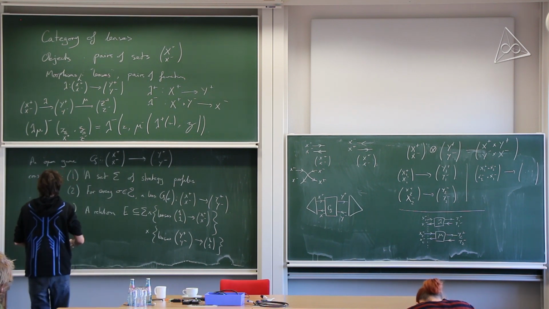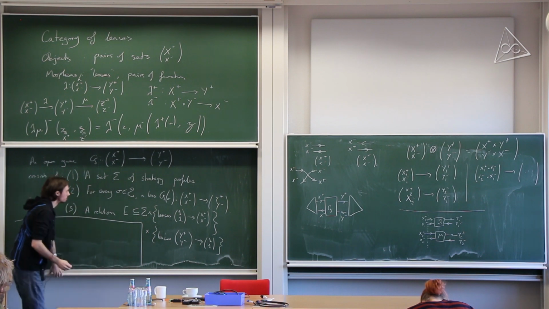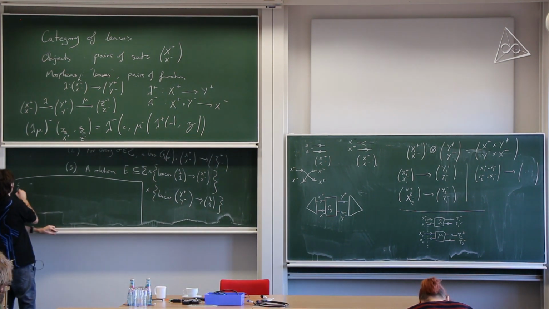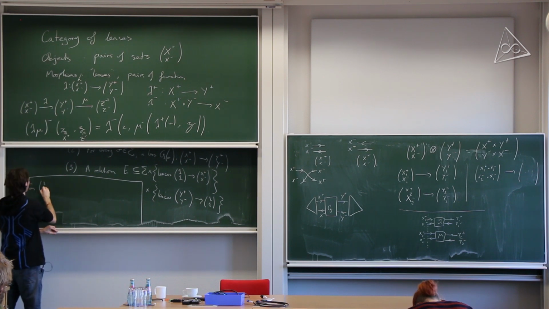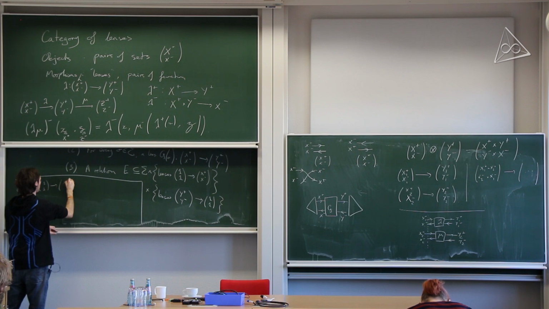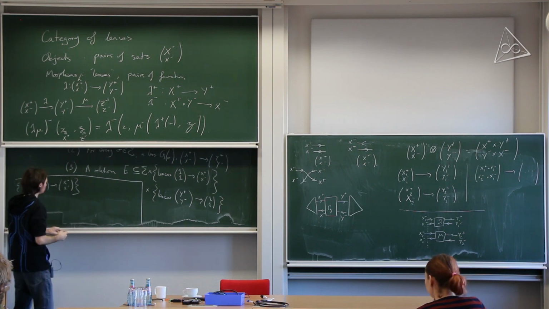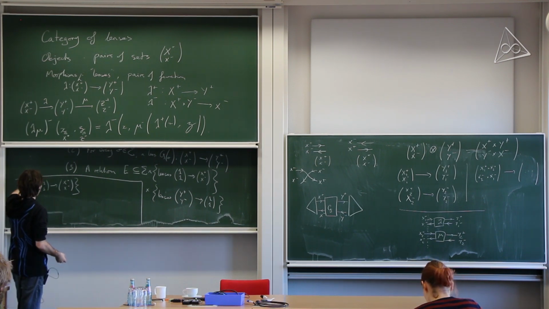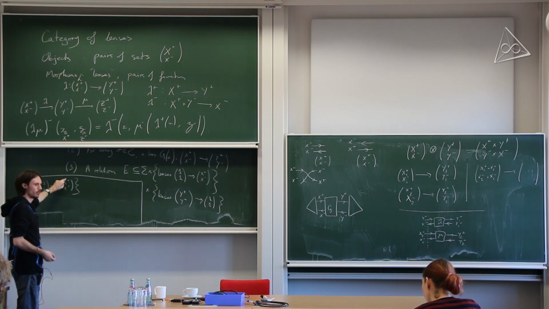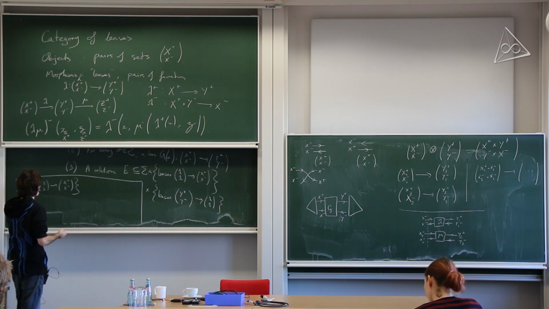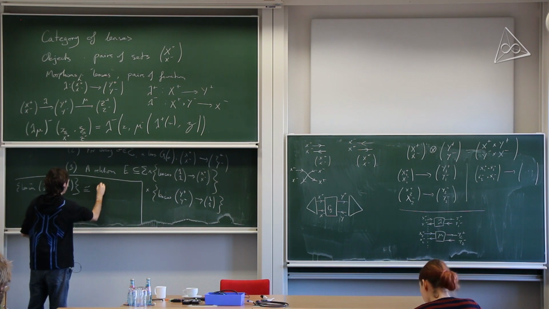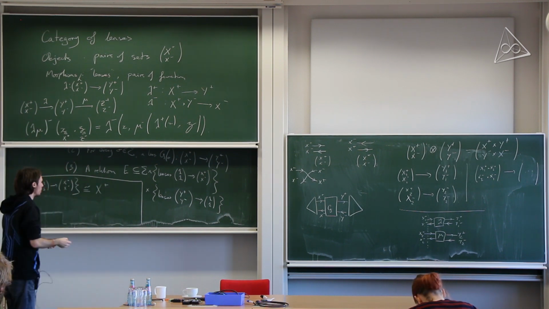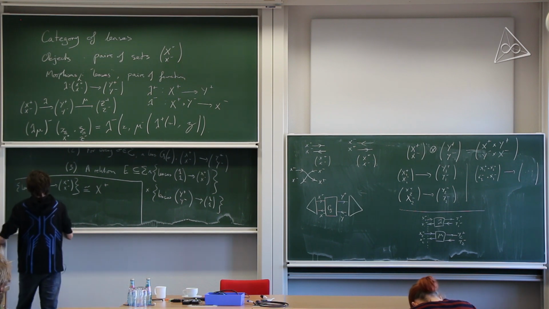Now, this set of lenses from 1, 1 to x plus, x minus, what are they? Well, we need a function from 1 to x plus, which is just a choice of element of x plus, and then a function from 1 times x minus to 1, and that goes away. So the set of lenses of this type is actually canonically in bijection with x plus.